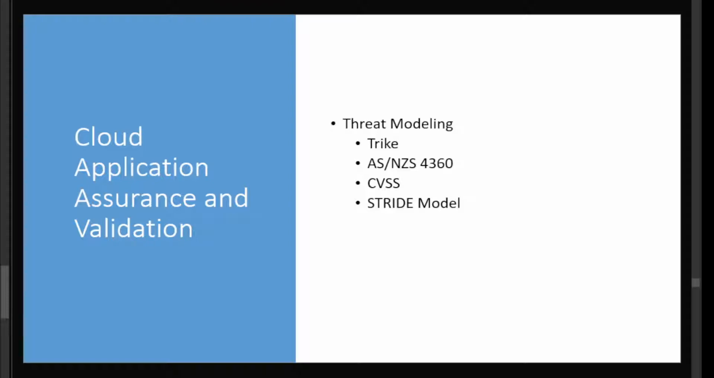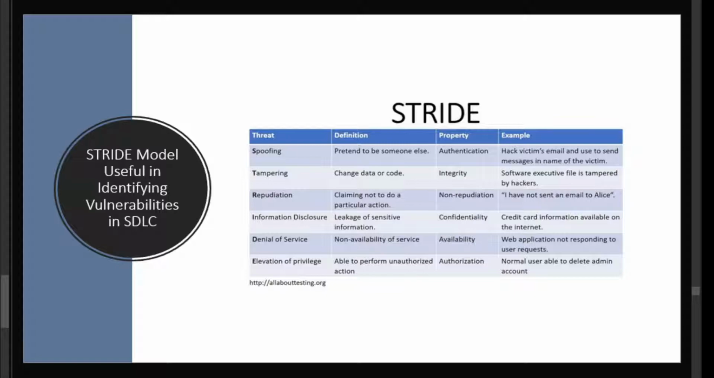Cloud application assurance and validation: you would need to use threat modeling, such as Trike, AS/NZS 4360, a very catchy name, CVSS, or the STRIDE model, and we'll go over some of those shortly. The STRIDE model is useful in identifying vulnerabilities in the software development lifecycle. To use the STRIDE model, we would start with spoofing. The definition is to pretend to be someone else. A property of it is authentication. An example would be hacking a victim's email and using it to send messages in the name of the victim.